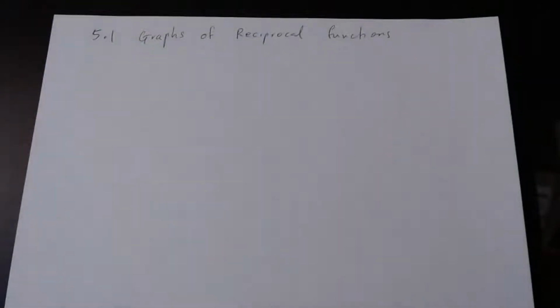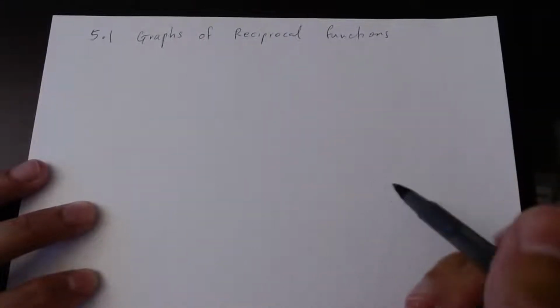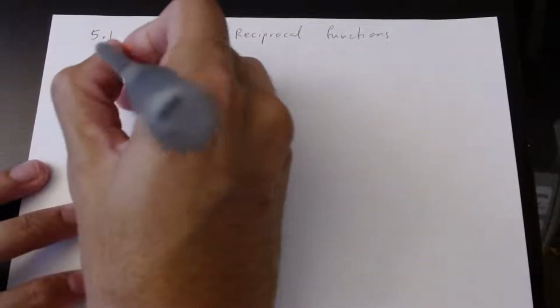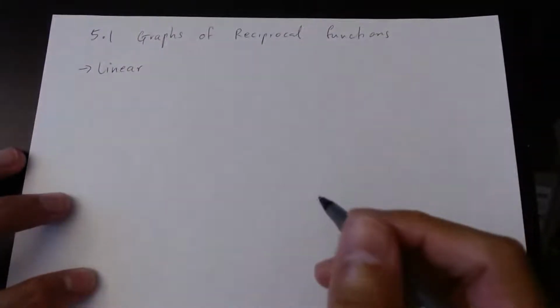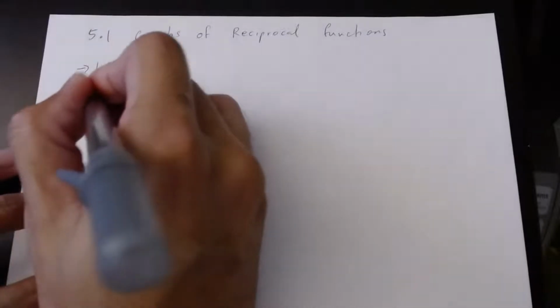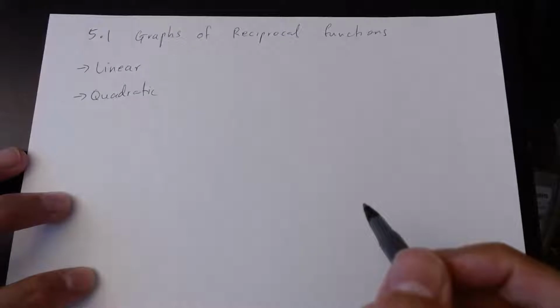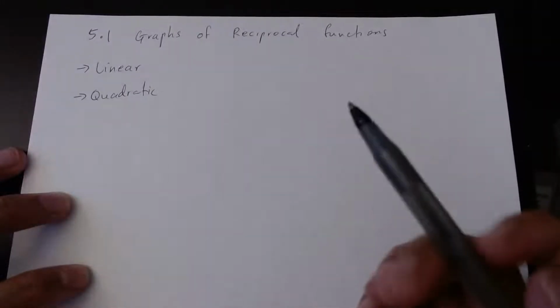All right, so in chapter 5.1, graphs of reciprocal functions, we learned two things. We learned how to do the reciprocals for linear functions, which are slightly easier, and then we learned how to do it for quadratic functions. Let's start with linear functions.